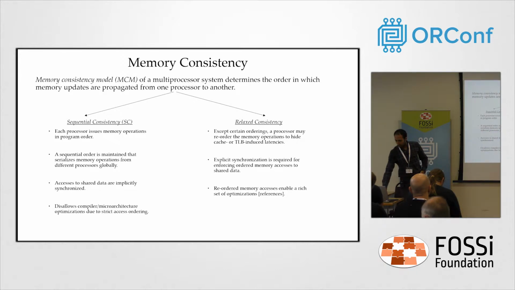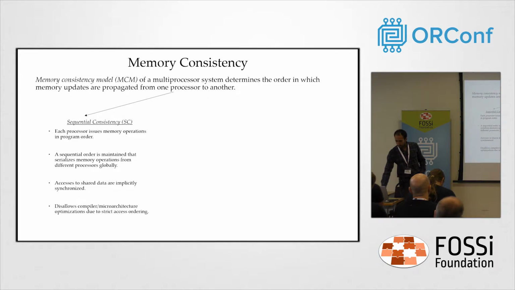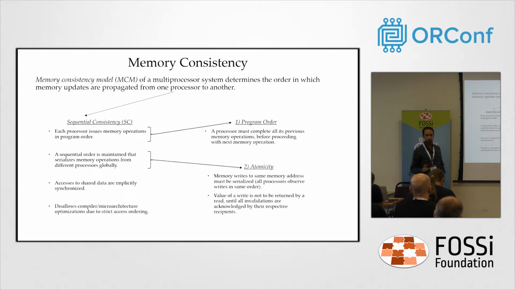A bit more detail on sequential consistency. As I said, there are two constraints. One is the program order, in which a processor shouldn't reorder the memory instructions, or give that impression or illusion. The second is atomicity, where a write to a memory or cache block should be propagated to the rest of the system in an atomic manner.